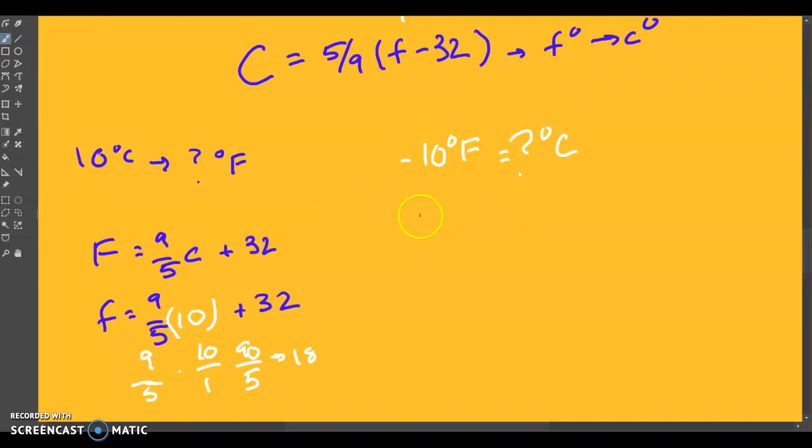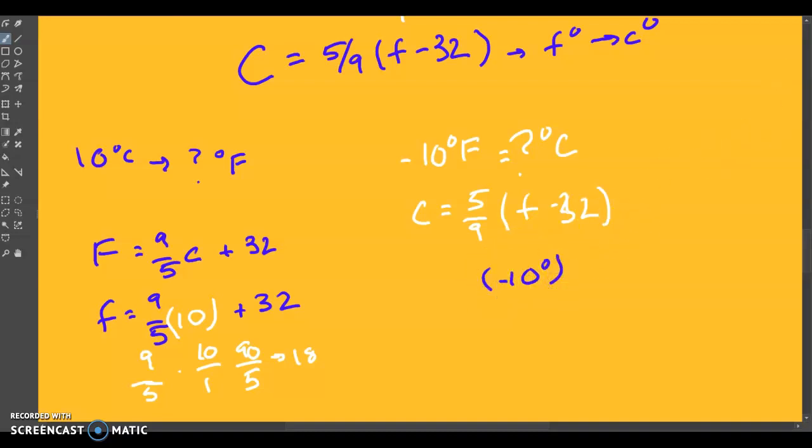All right, so this time we're going to use the other formula, because it's going to help us a little bit more since we're looking for Celsius. We're going to say Celsius equals 5 over 9 F minus 32. Okay? Now, this time we're going to plug in for F because we know the amount of Fahrenheit that it has. In this case, Fahrenheit is equal to negative 10.